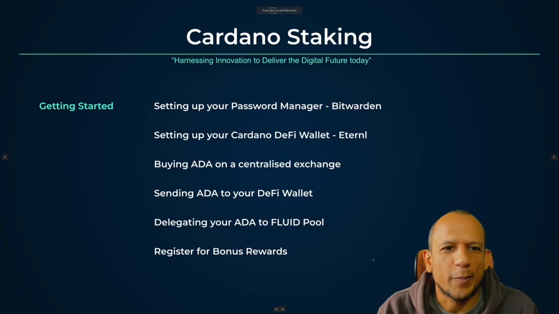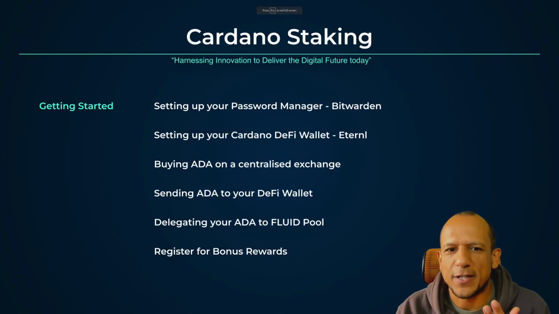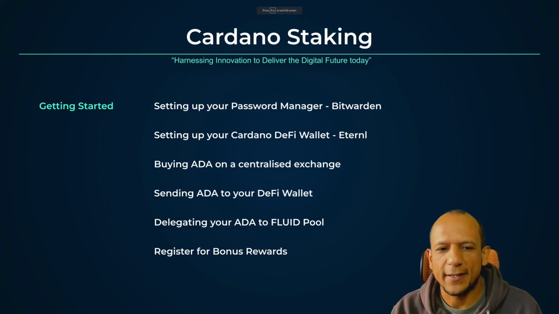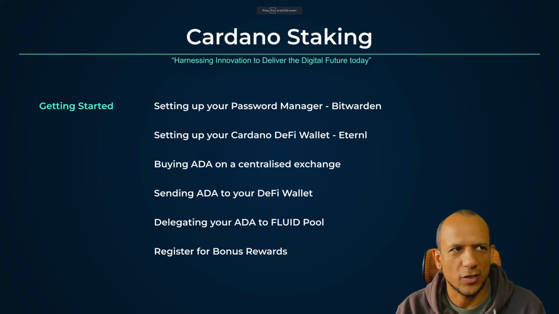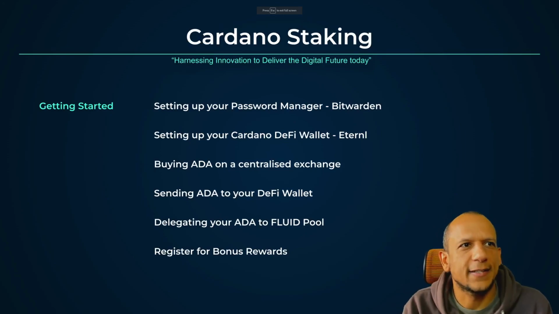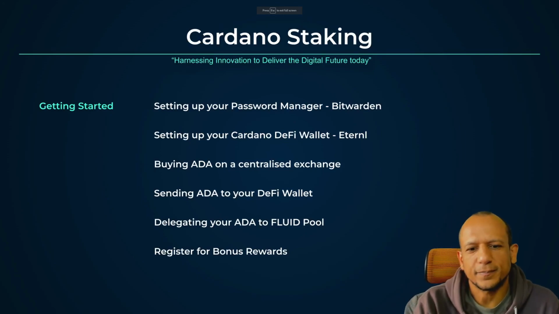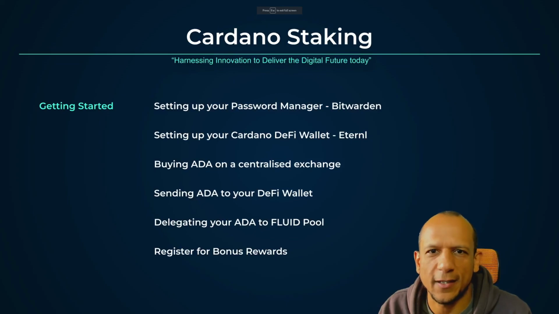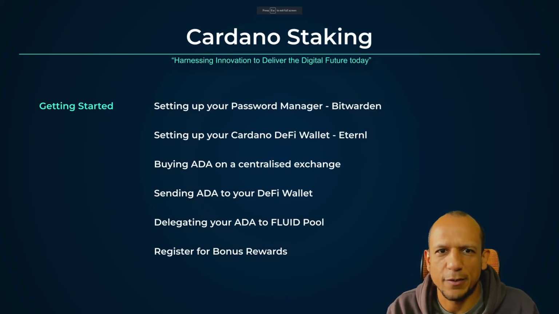So to recap what we've been through today: we set up a password manager called Bitwarden. We set up our DeFi wallet called Eternl. We then bought some ADA and sent that ADA from a centralized exchange to the DeFi wallet. We then delegated the ADA to Fluid Pool. And then the final thing was on our Discord server to register for bonus rewards.